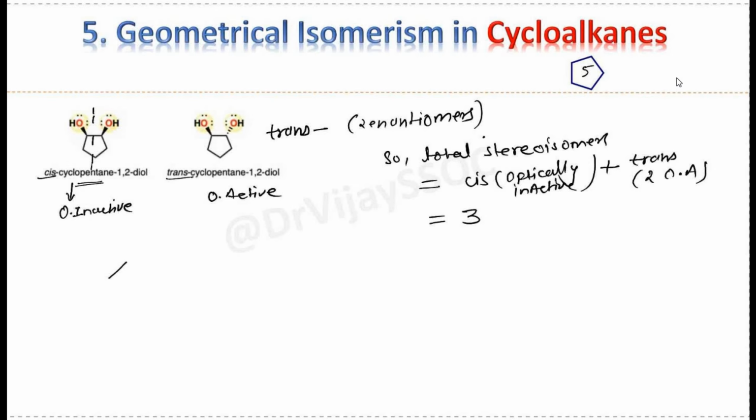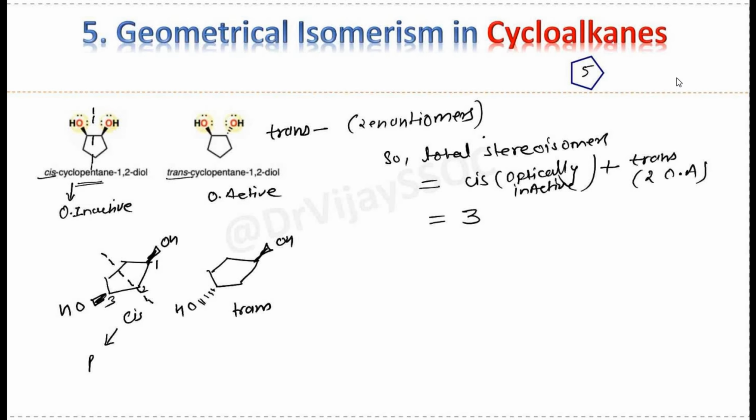What about 1, 3? Let's say you have OH here and OH here, so this is 1, 2, 3. In this case also, this is cis, and you can draw the trans form of this. So one OH is above the plane and one OH below the plane, so this is the trans. And again here, let's look, this compound can be divided into 2 identical halves, so it has a plane of symmetry.